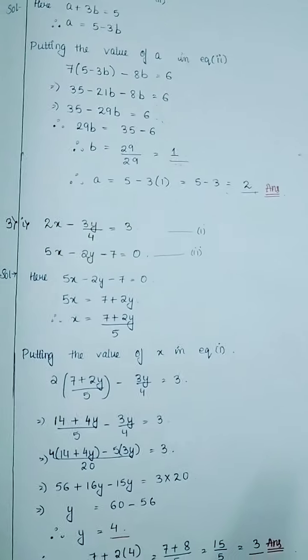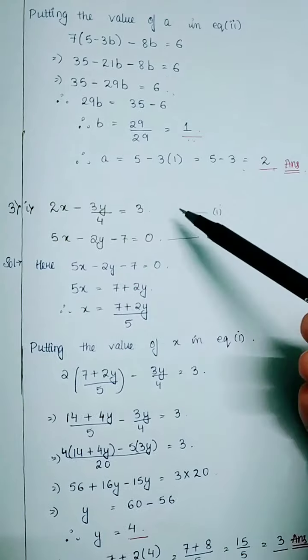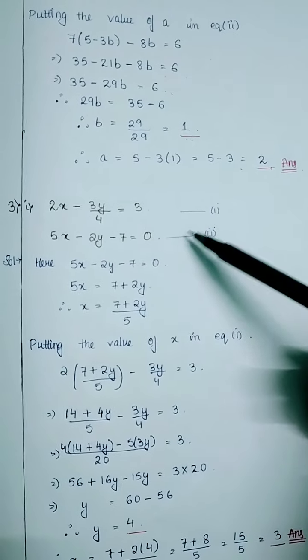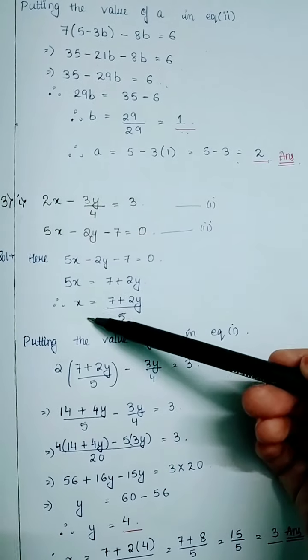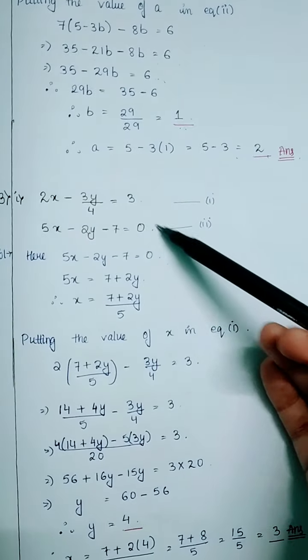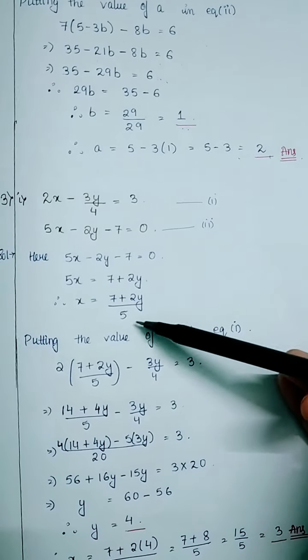Next is question number 3, part 1. Here 2x minus 3y by 4 is equal to 3 is given, and 5x minus 2y minus 7 is equal to 0. So from the second equation I have got the value of x. When 7 will be shifted to the other side, it will become 7, and this minus will become plus. So x is equal to (7 plus 2y) by 5.